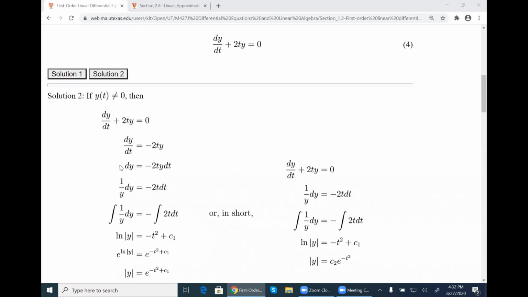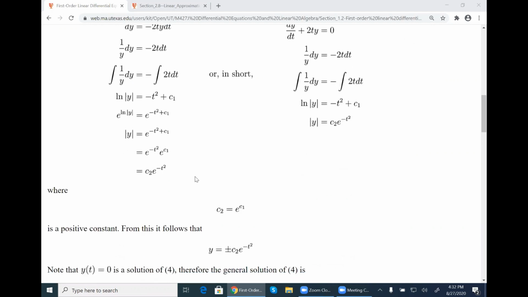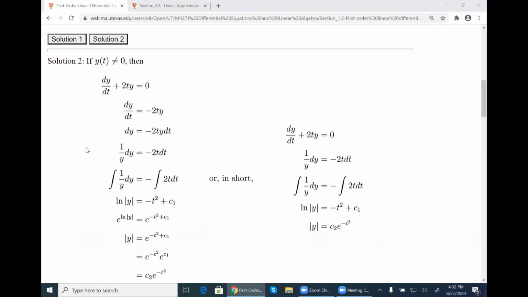Other questions? Do we always need to check if y is equal to 0? We cannot jump from here to here if y is equal to 0. Therefore, we split the solution into two cases. If y of t is not equal to 0, y of t is this. This is case 1. Case 2, y of t is equal to 0. So, if you use the separation of variables method, and at some point you divide by y, you have to split into cases.